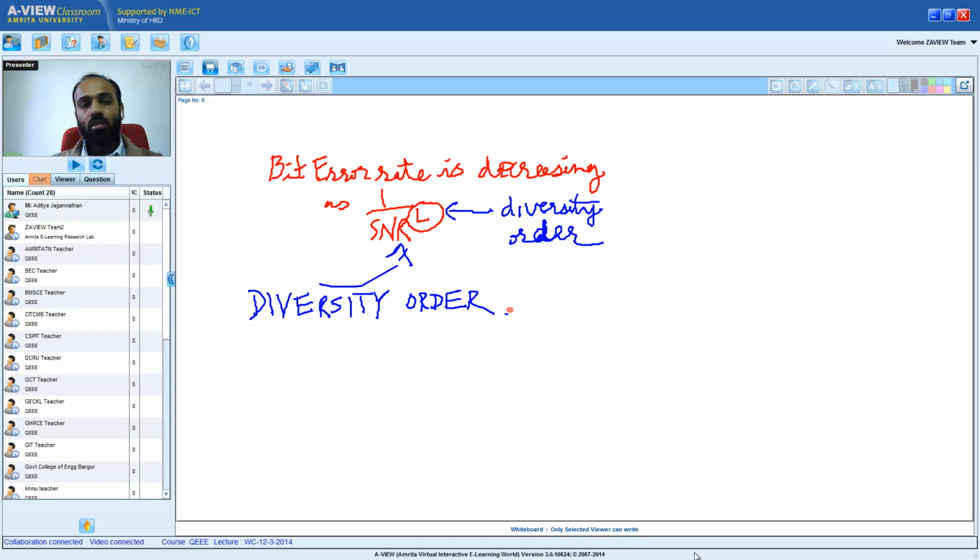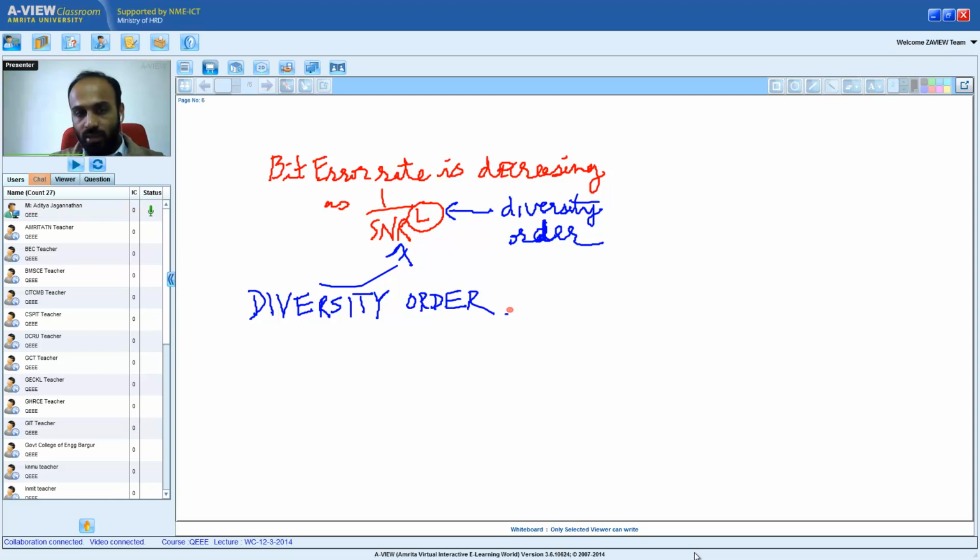This is the diversity order for the wireless communication system. I'm getting a question regarding degree of freedom. Degree of freedom is something different; I will come to that later. This is the diversity order of a wireless communication system.